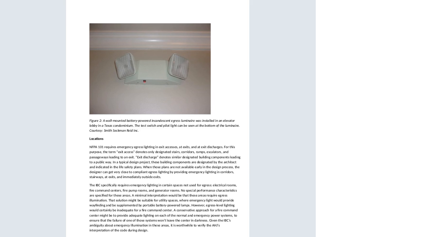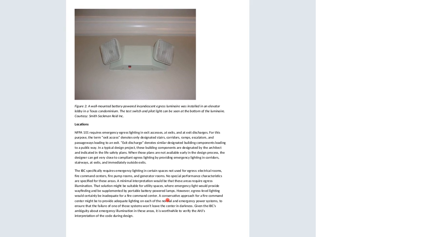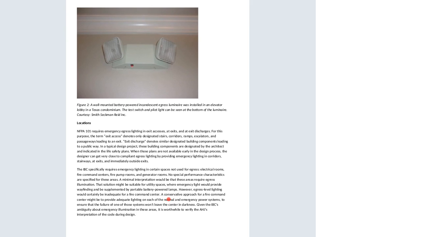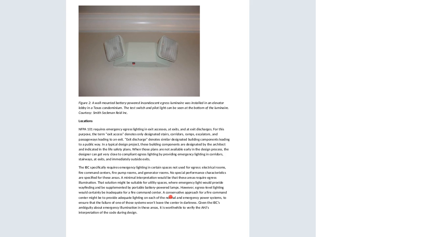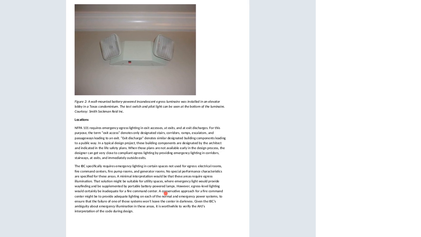So we proceed, look at now that. That is another kind of emergency lighting. A wall-mounted battery-powered incandescent egress luminaire was installed in an elevator lobby in a Texas condominium. The test switch and pilot light can be seen at the bottom of the luminaire. So these are some of the lightings. It is battery powered, meaning when the lights go off, the battery can switch on that incandescent light.